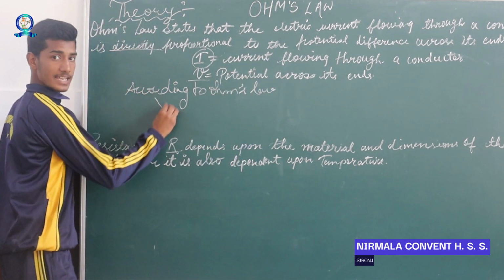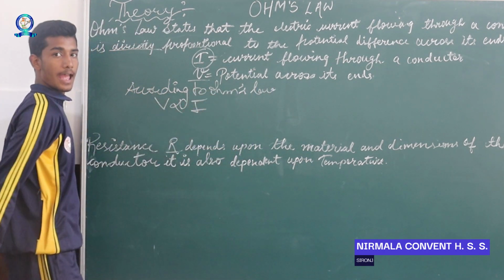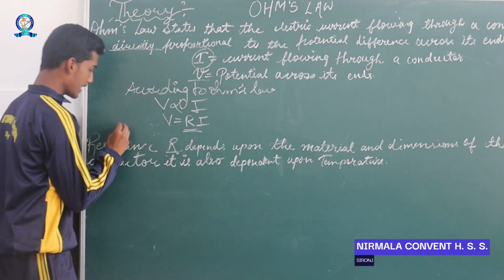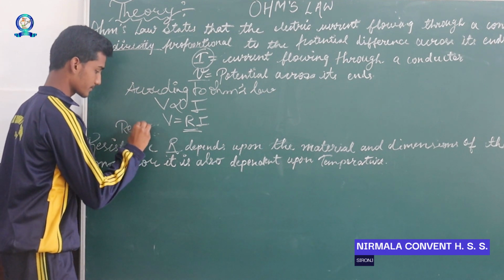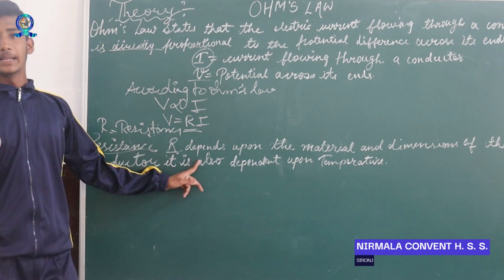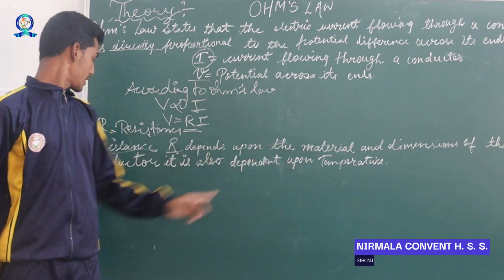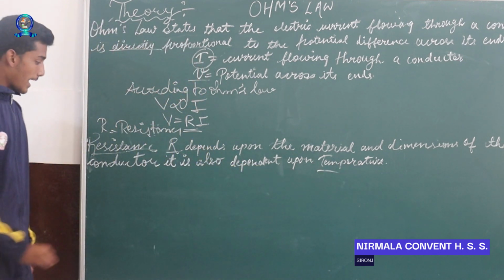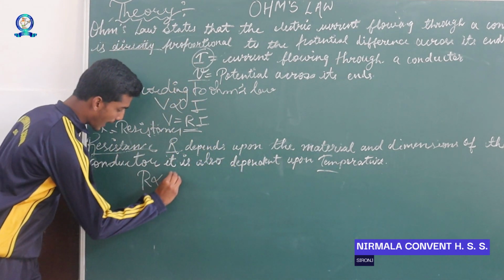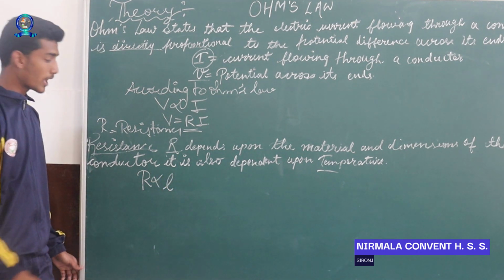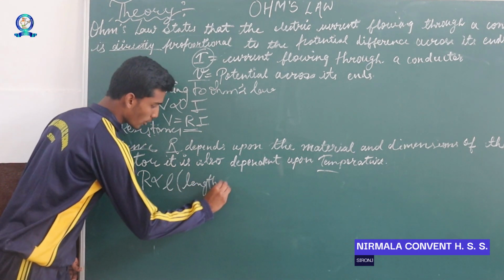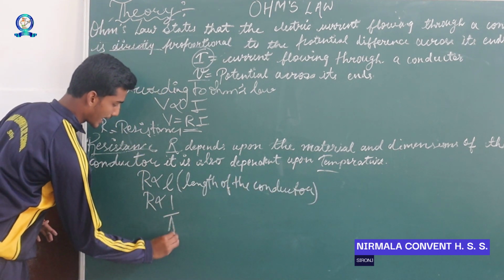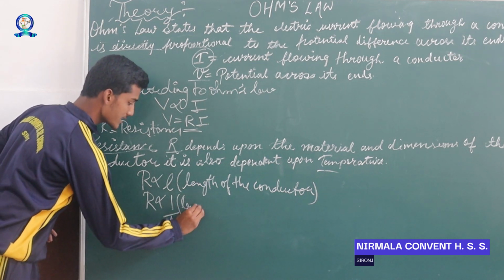Ohm's law, V is directly proportional to I and V equals RI, where R is the resistance. This resistance R depends upon the material and dimension of the conductor. It is also dependent upon the temperature. It is also dependent upon L. It is directly proportional to L, where L is the length of the conductor. It is inversely proportional to A, and this A is the cross-sectional area.